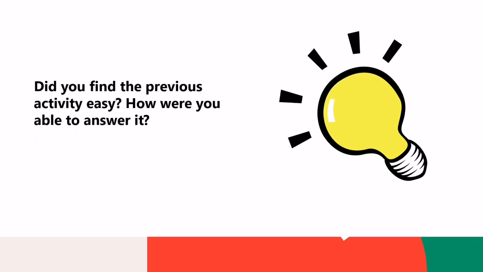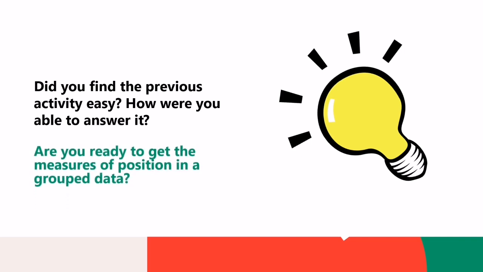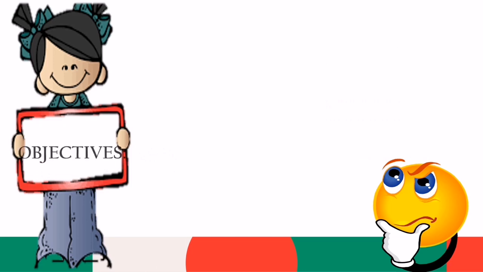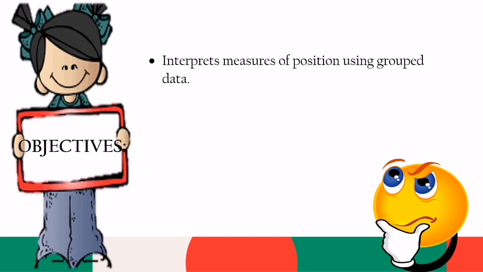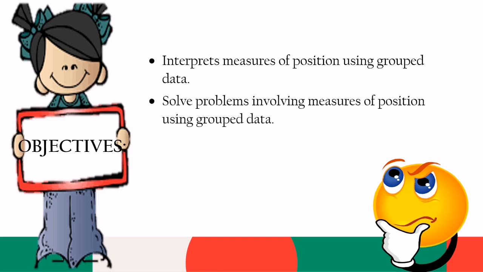Did you find the previous activity easy? How were you able to answer it? Okay. So are you now ready to get the measures of position in the group data? Okay, let's go. But before we start, let us have our objectives. So our first objective is to interpret measures of position using group data. Next, solve problems involving measures of position using group data.